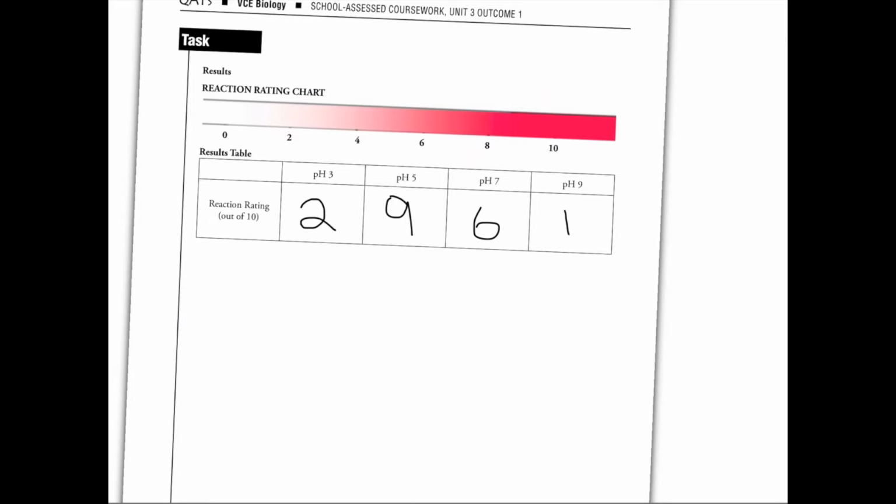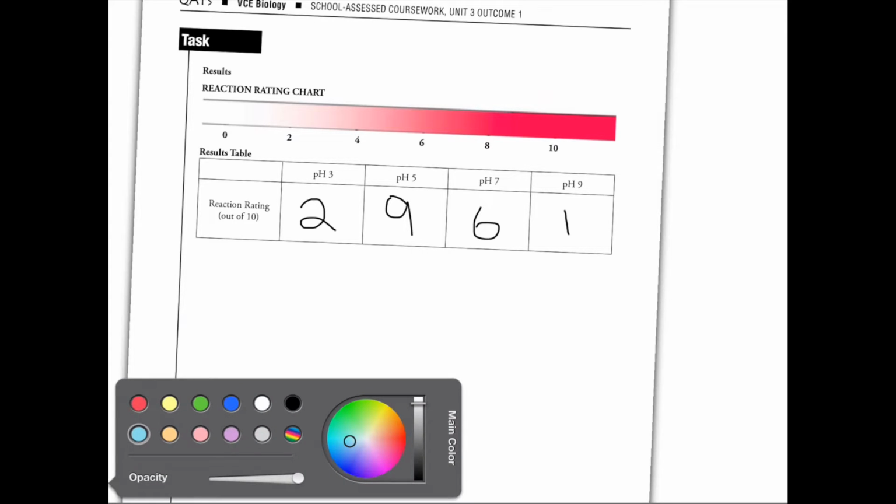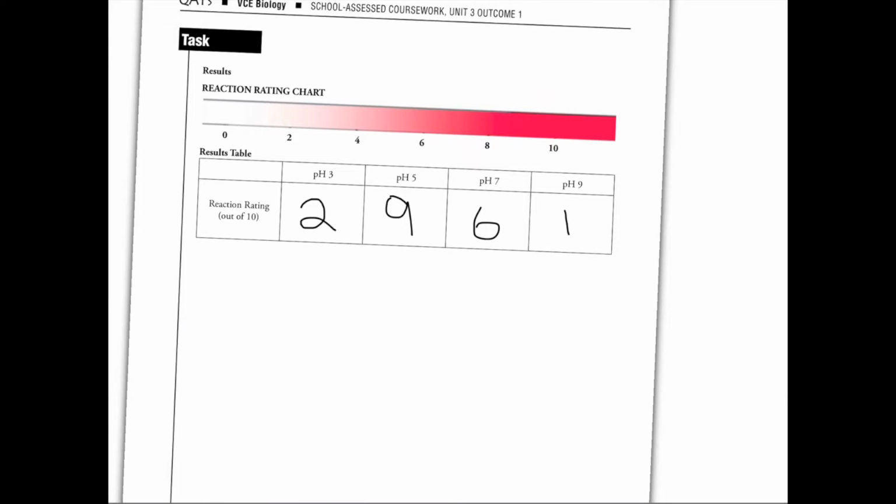Okay, beautiful. So the results here, like I said in the previous video, I want you to make a summary of what you see in the results. This is the chart here that tells us the degree to which the reactions occurred. Anything that's really pink, which starts from about here, so anything from about a 7 to a 10, because that's the highest on the scale, is at optimum. It's really working.